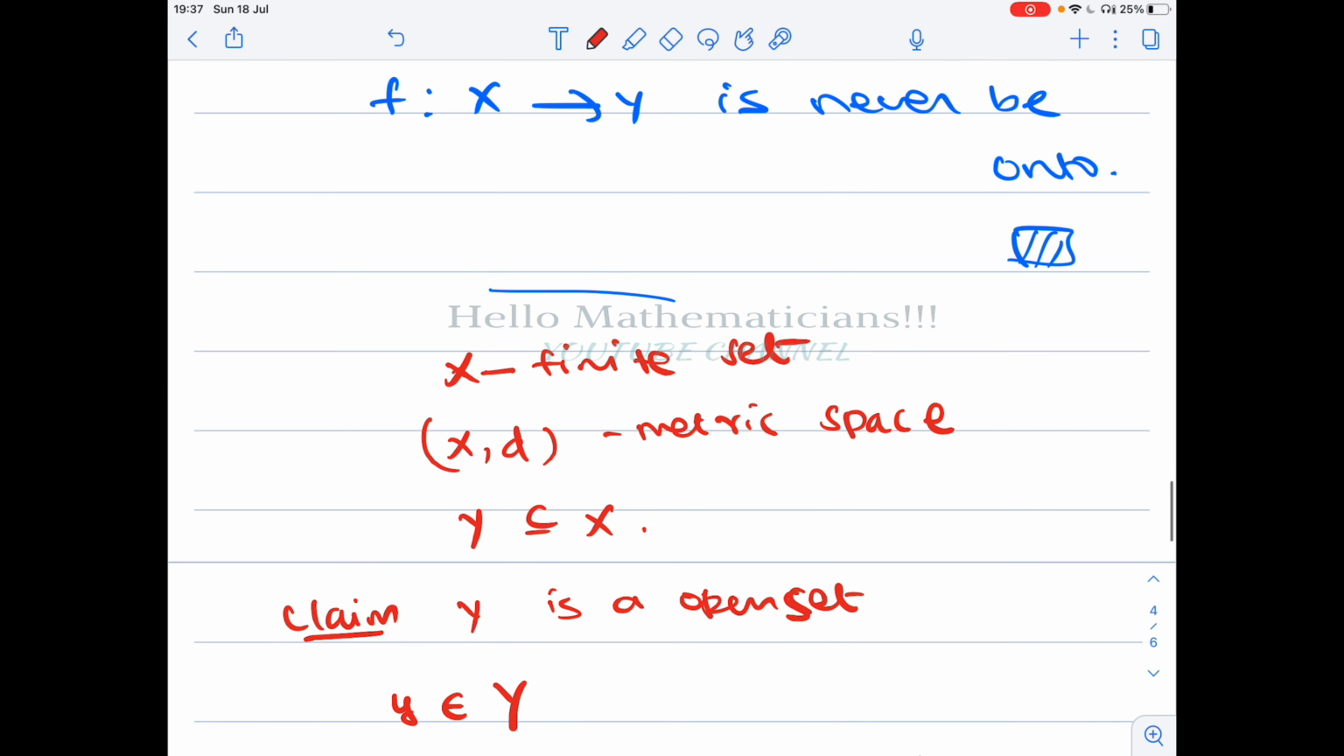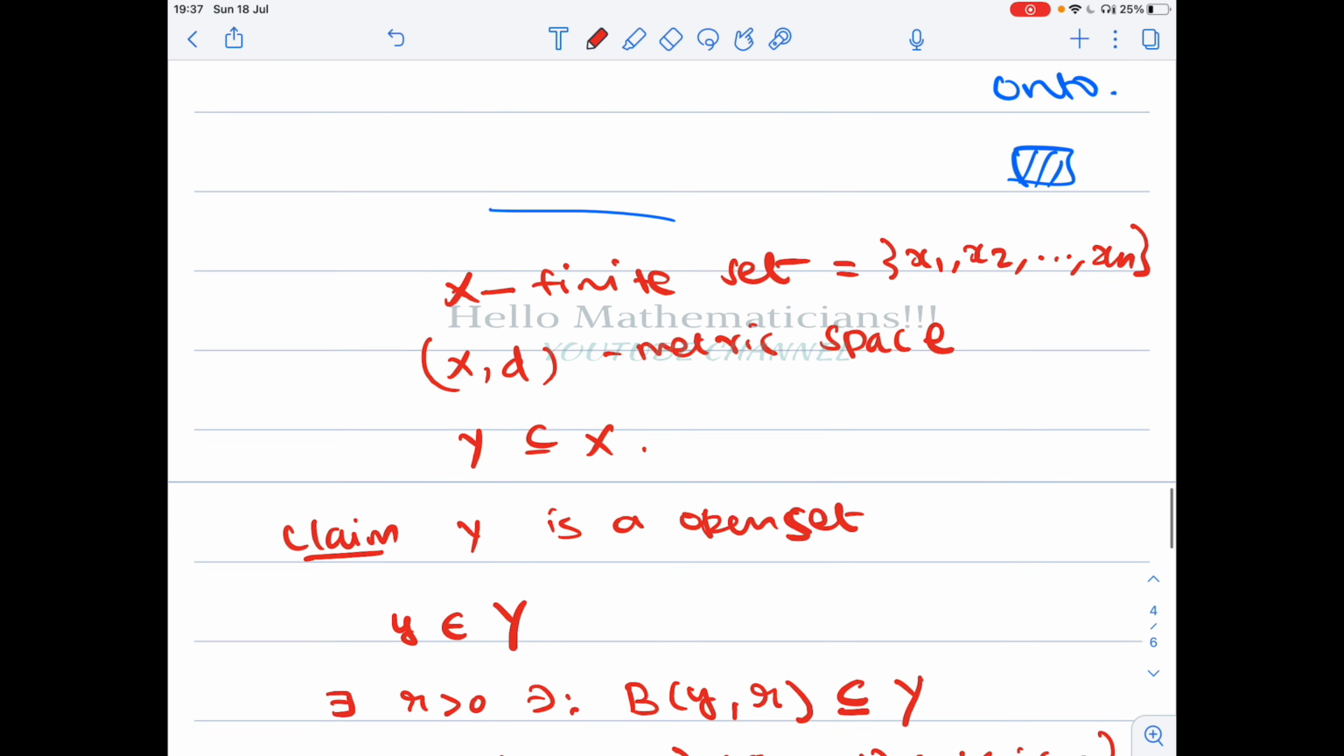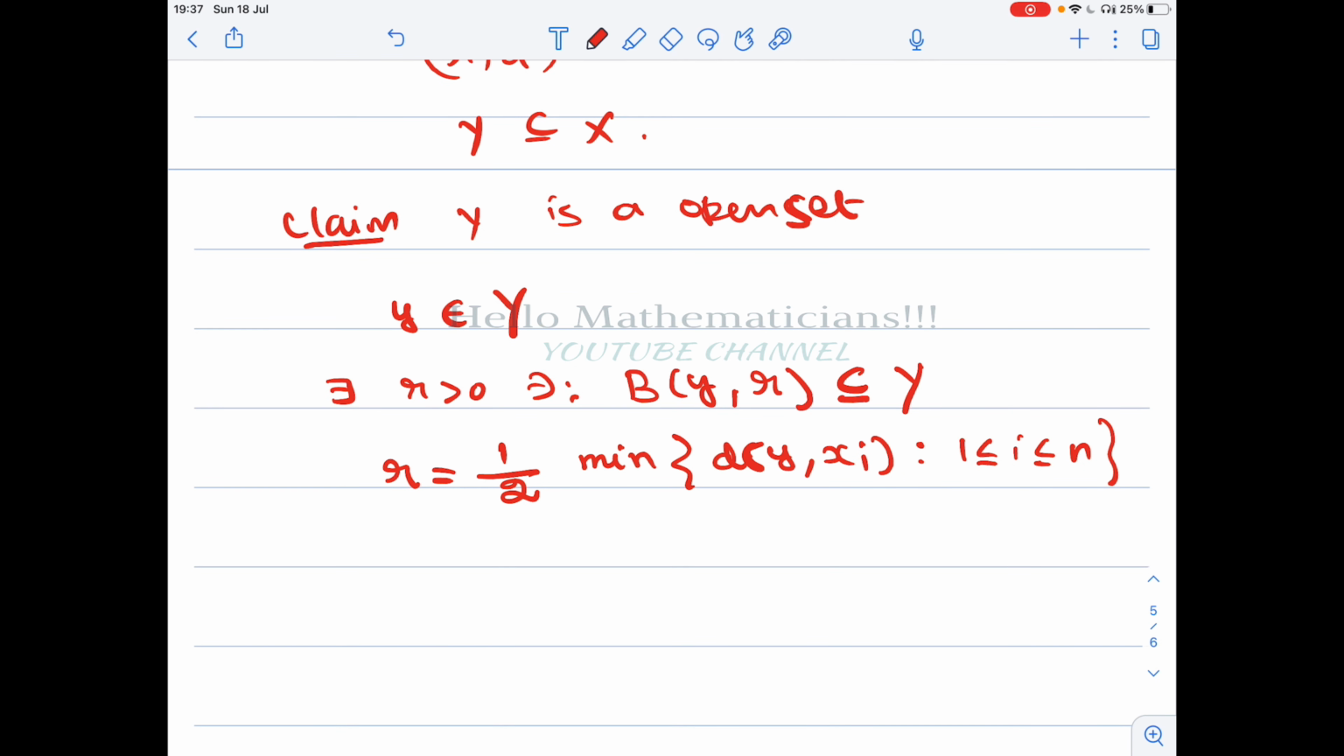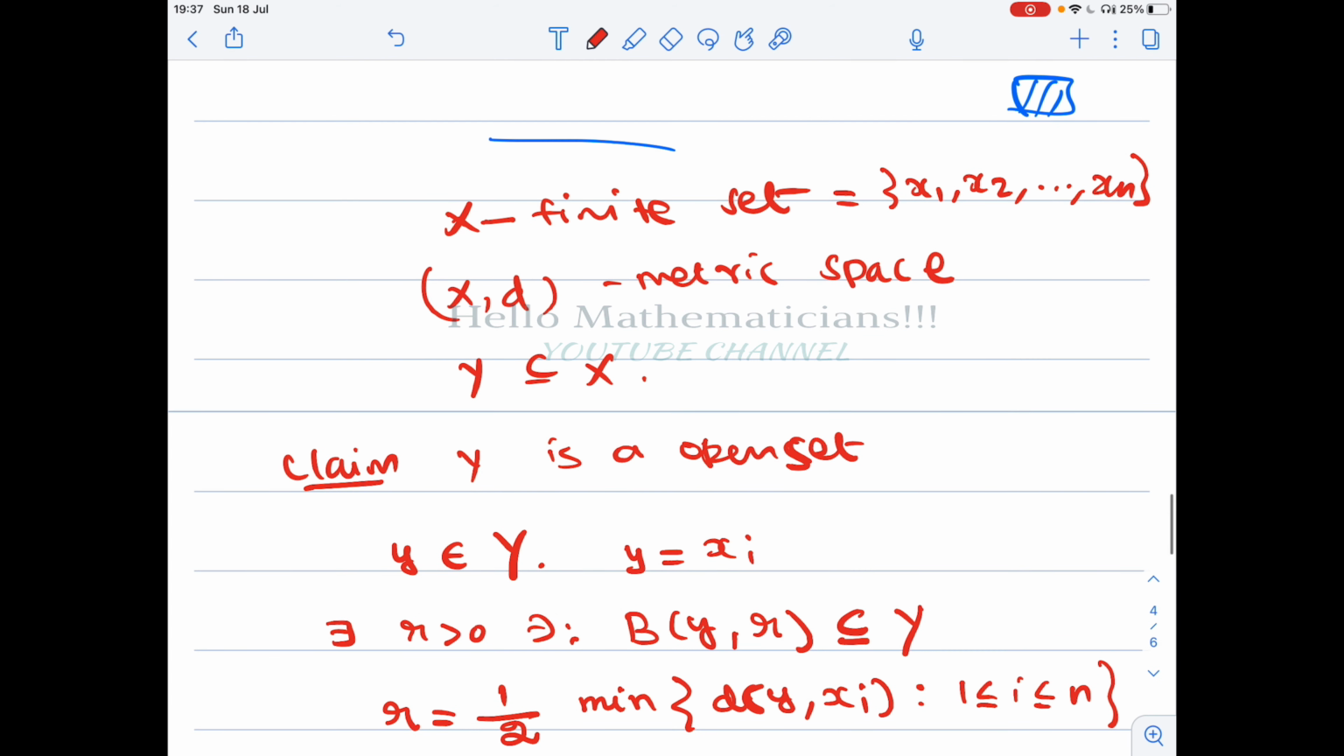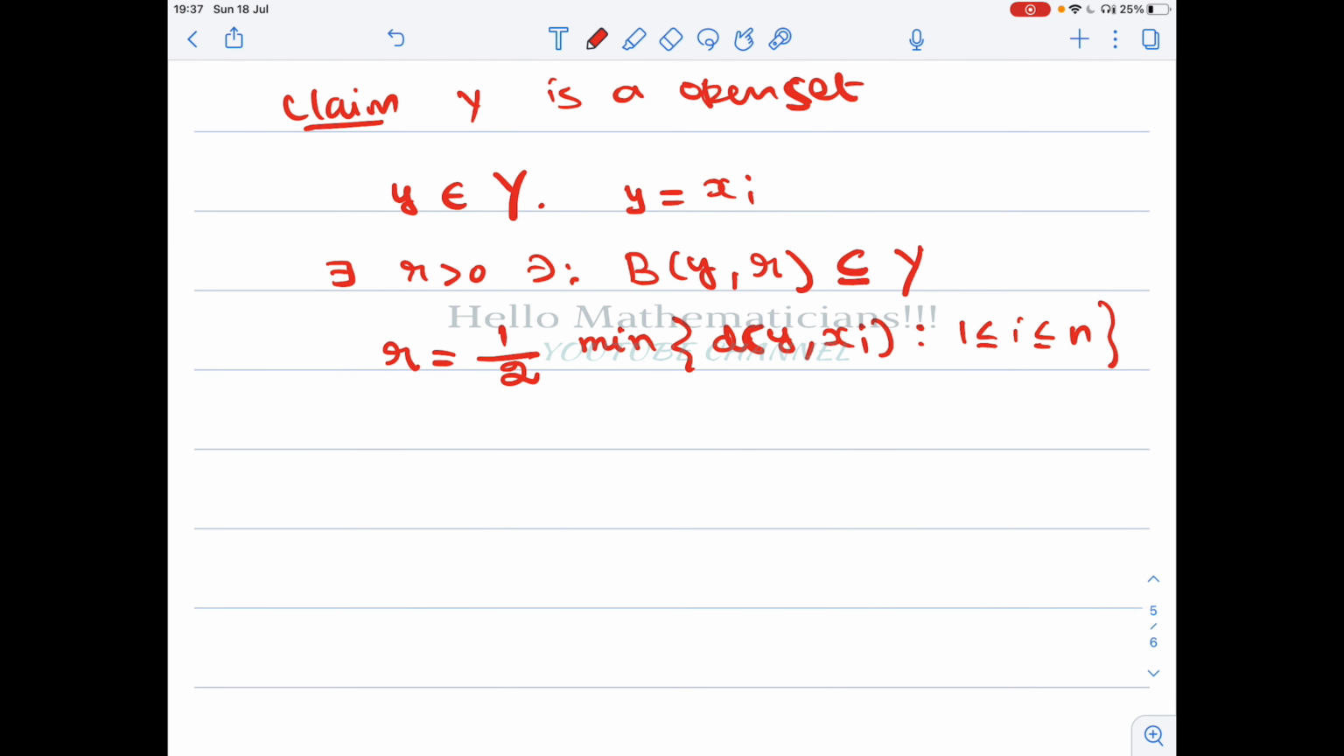So what is the meaning? We take the finite set to be x1, x2, etc., xn. Okay, and you take y belonging to Y, then y should be some x_i, because Y is again a subset of X. Now j is not equal to i.